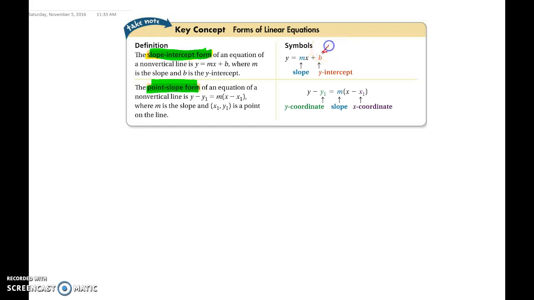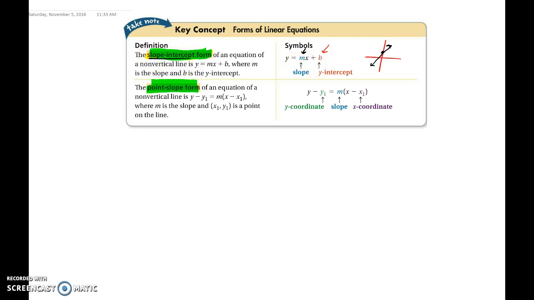We have our y-intercept. That's where our graph will cross our y-axis at. So it tells us where our graph is crossing our y-axis. So we have our y-intercept, and then we know our slope. So that's why it's called our slope-intercept form, because we have our intercept and we have our slope.